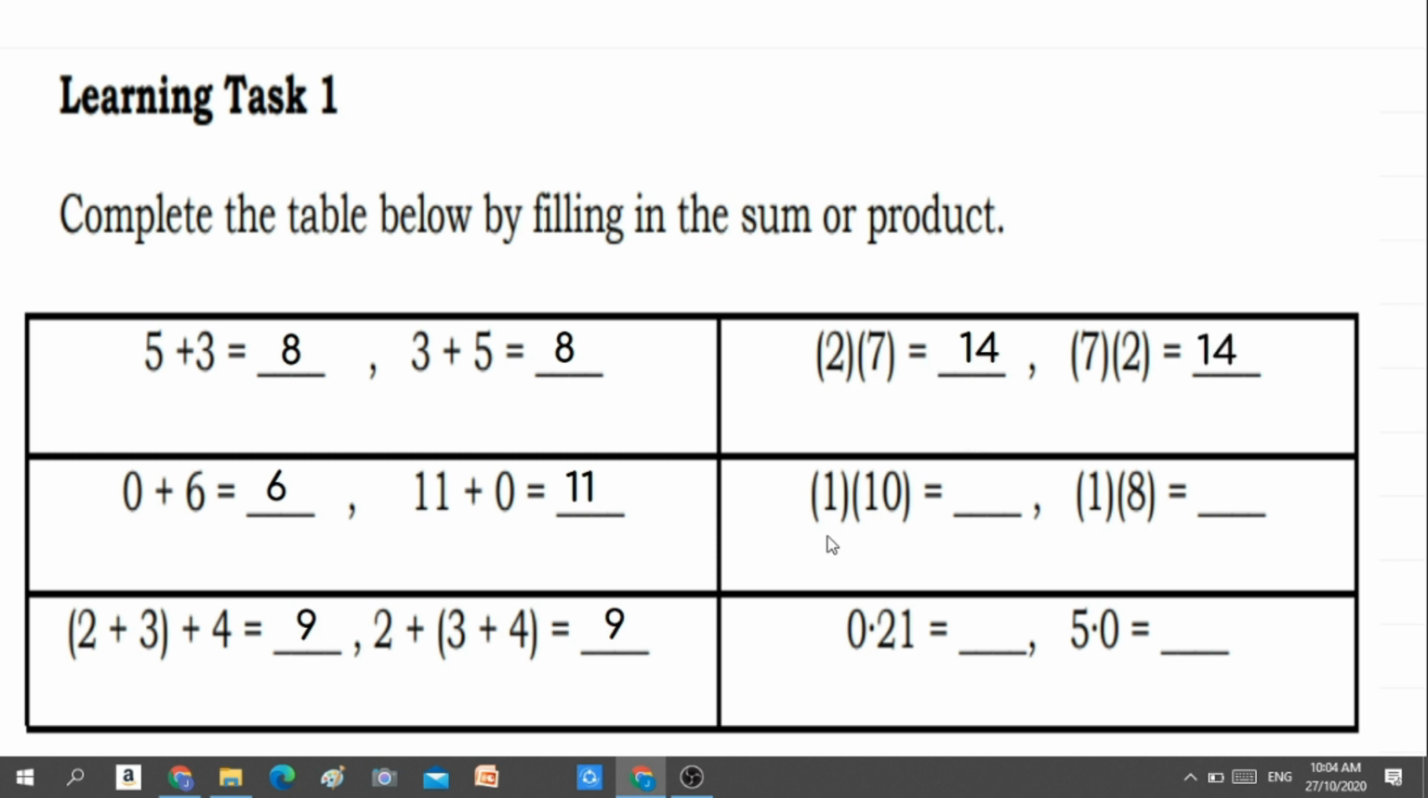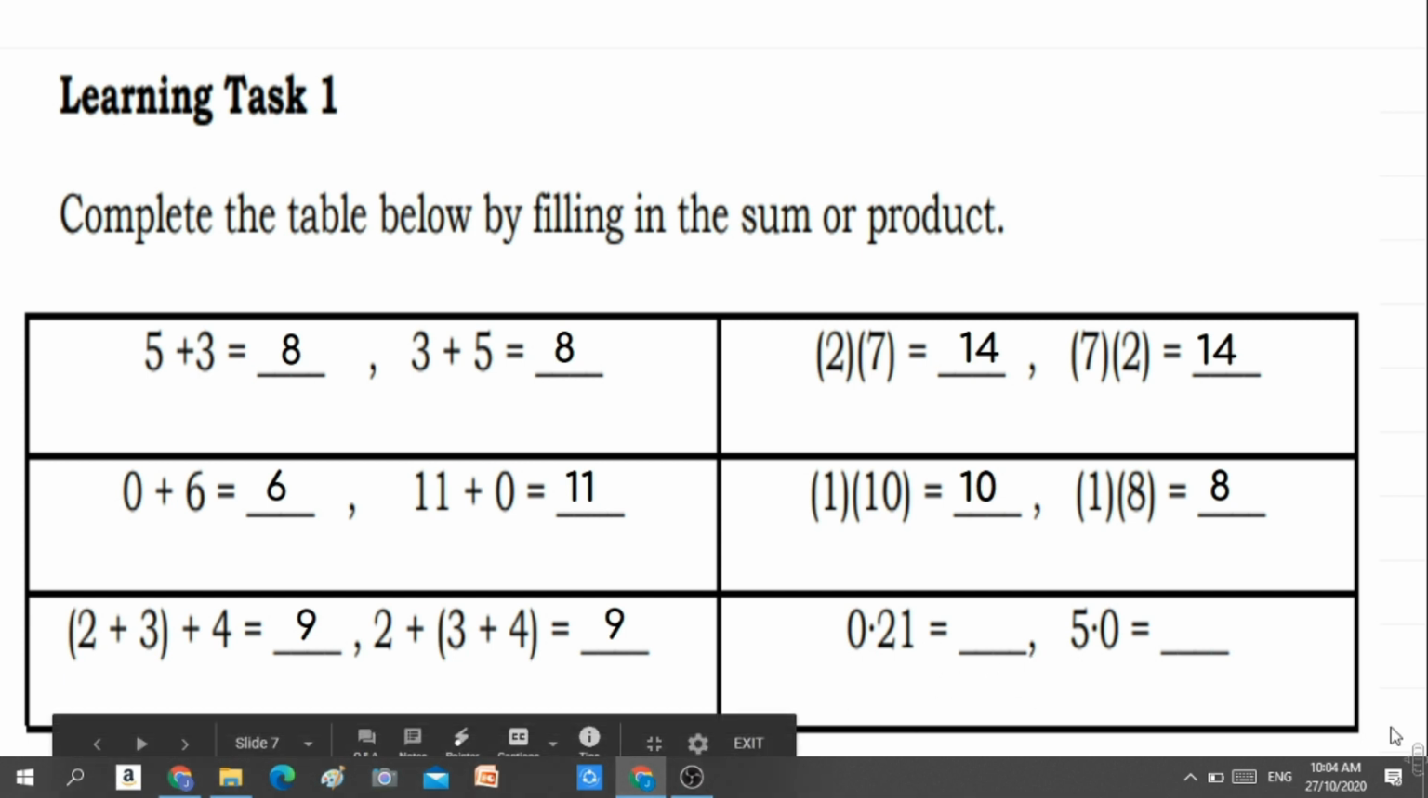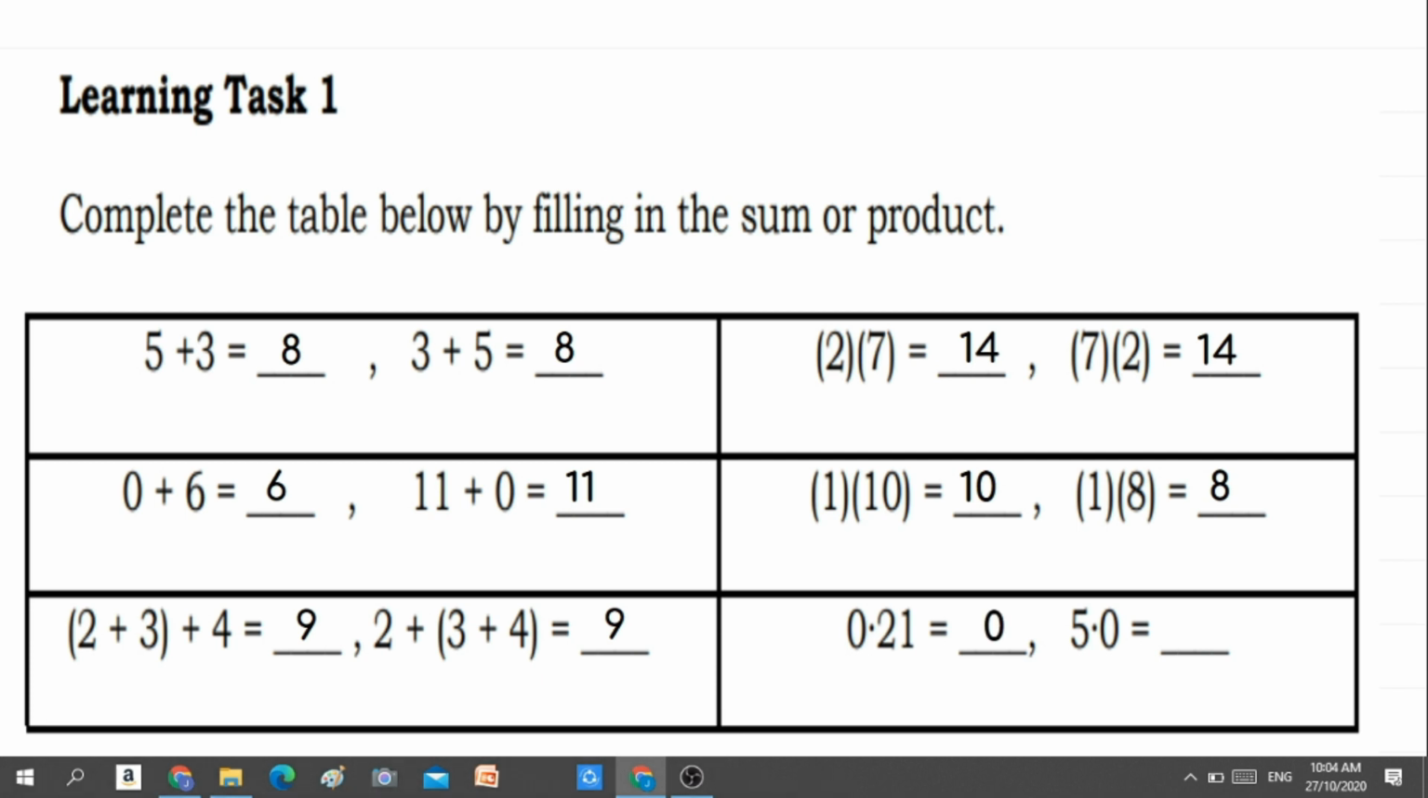Ngayon, meron naman tayong 1 times 10, sagot ay 10. And 1 times 8, ang sagot ay 8. Kung mapapansin nyo, pag nag-times tayo ng number sa 1, ang sagot ay yung number pa din. Tama? And then we have 0 times 21. Ang sagot dyan ay 0. 5 times 0, ang sagot ay 0 pa rin. So, kung mapapansin natin, pag pala nag-times tayo ng number sa 0, ang sagot ay laging 0.